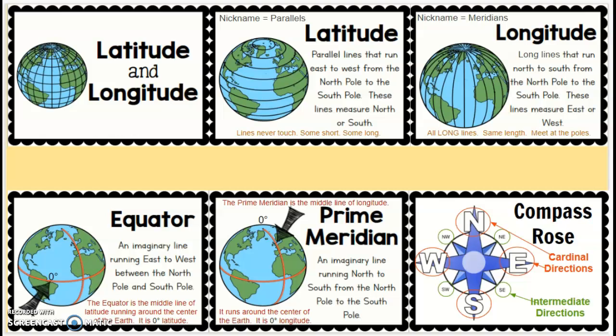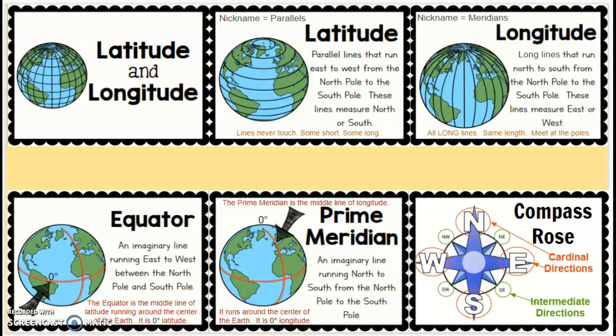Notice the lines at the top of the globe are smaller circles than the lines in the middle of the globe. Although they run around the Earth from east to west, they measure how far distance is from the equator going north and from the equator going south. So they run east to west, but they measure north to south. Remember, they never touch. Some are short and some are long.